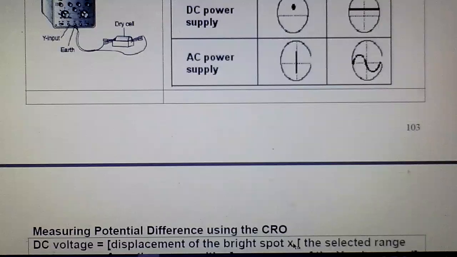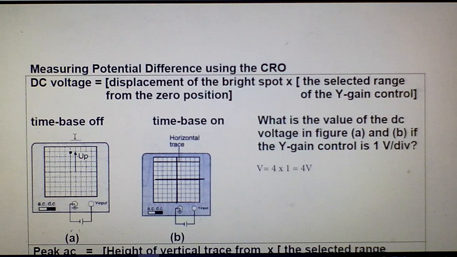How to measure potential difference using a CRO? There's a formula here. For DC voltage, for example, you connect a battery to the Y input. You want to know the voltage of the battery, so you observe what happens to the spot. You find how many divisions the spot is displaced. So you have this formula: DC voltage is equal to the displacement of the bright spot multiplied by the Y gain.